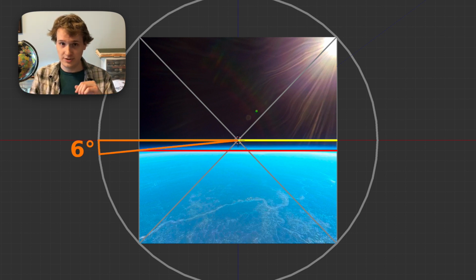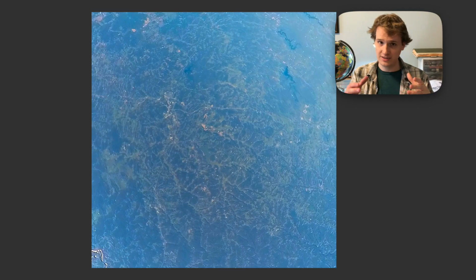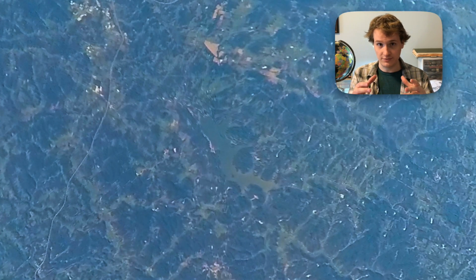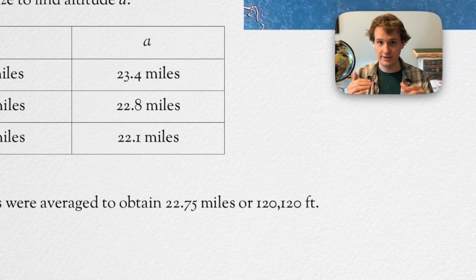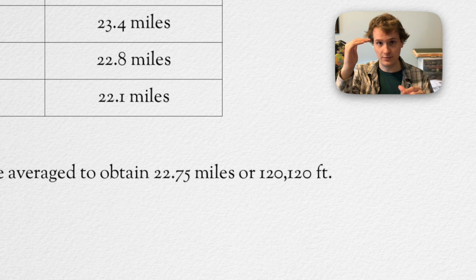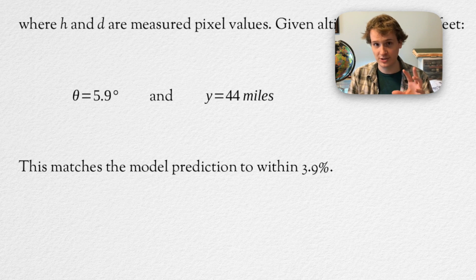To answer that, we needed to measure the altitude. The bottom face of the cube showed geographical features of known size, which allowed us to triangulate an altitude of 120,120 feet. This was roughly corroborated with barometric data collected during the launch, and puts the globe model prediction for drop away within 3.9% of our measurement. This tiny error is well within the precision of the experiment.